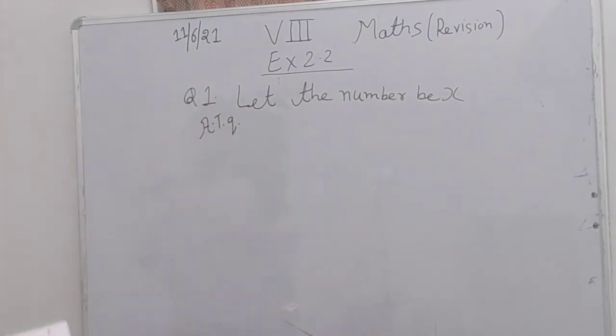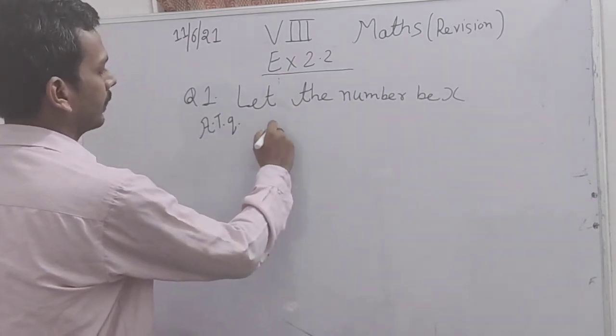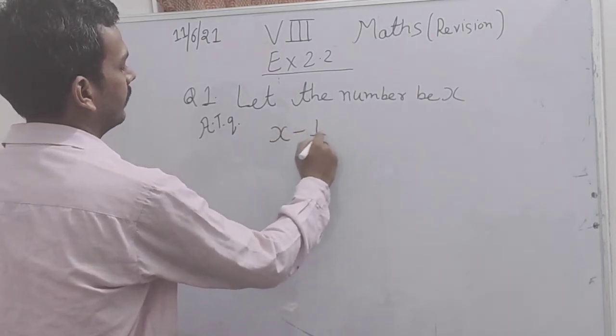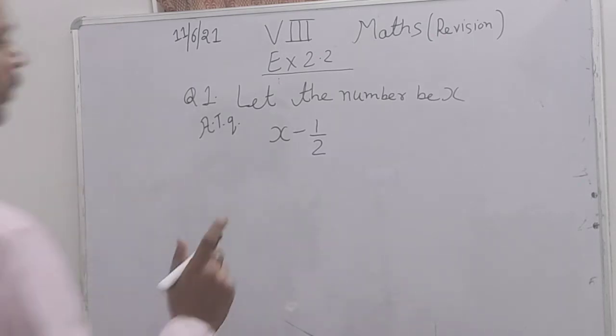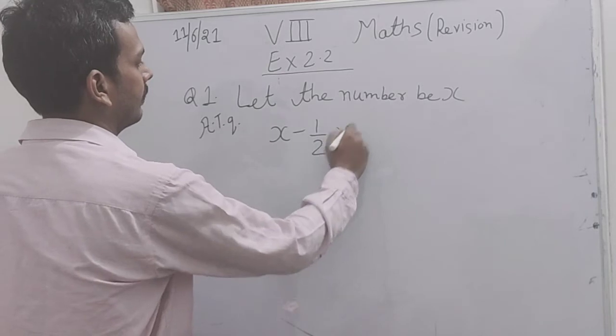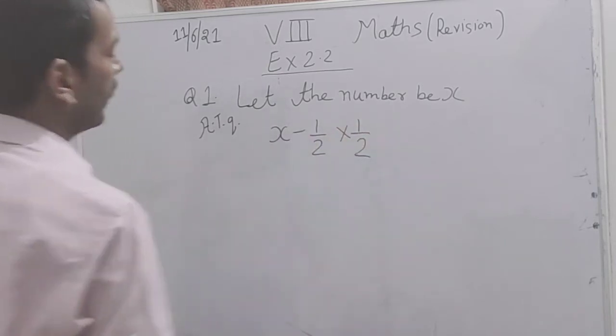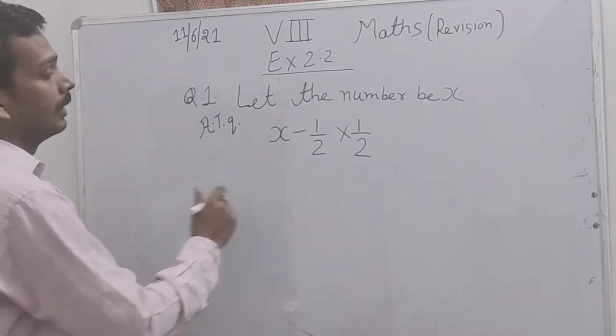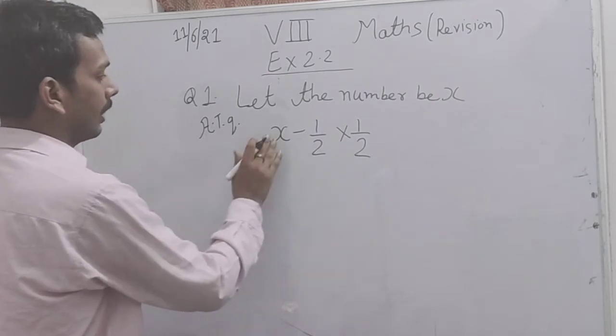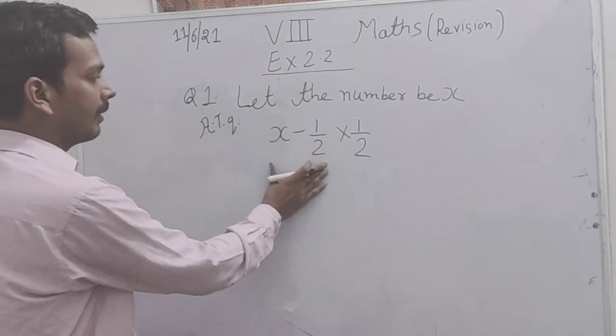According to the question, if 1 by 2 is subtracted from a number, then it will be x minus 1 by 2, and multiply the result by 1 by 2. What is the mistake done by the students here? They will write it this way, multiply the result by 1 by 2. No, this is wrong. Multiply the result means x minus 1 by 2, that is our result now.